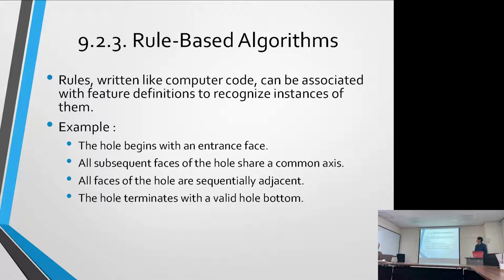And a different approach is a rule-based algorithm. So instead of using graphs, we use rules, which are written like computer code that is associated with certain feature definitions for recognition. As an example, this is a rule to describe holes, and we have 4 rules here. The hole begins with an entrance face, and subsequent faces of the hole share a common axis, and faces of the hole are adjacent, and then the hole terminates with a valid hole bottom. Basic descriptions of what a hole should look like.